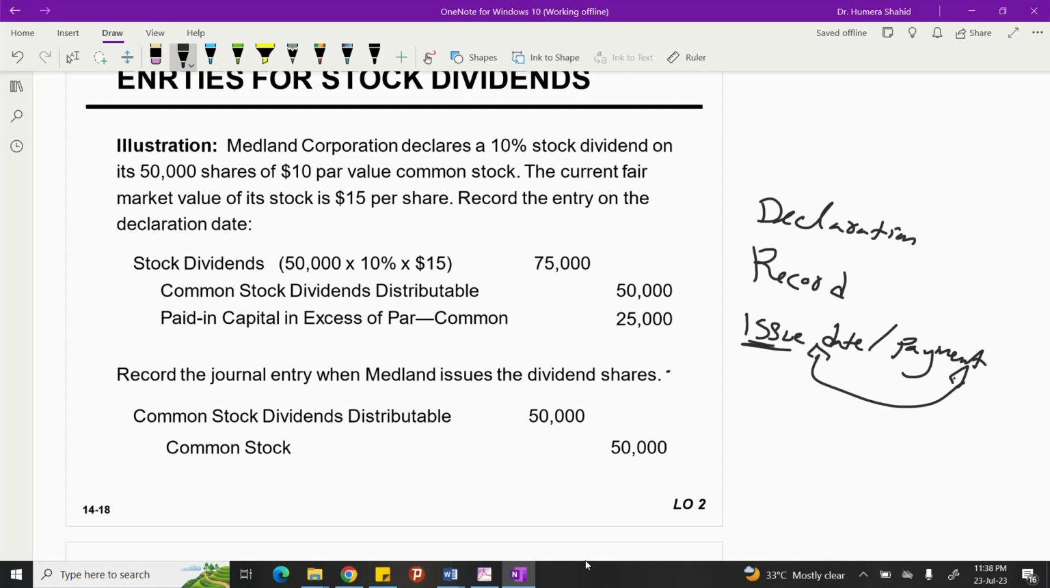Okay. So then on the issue date, you're going to issue the dividend. What we're going to do: common stock dividend distributable will be distributed now. Common stock will be issued. So this credit account will become a debit and the common stock is issued. So this amount will be transferred to the common stock account.